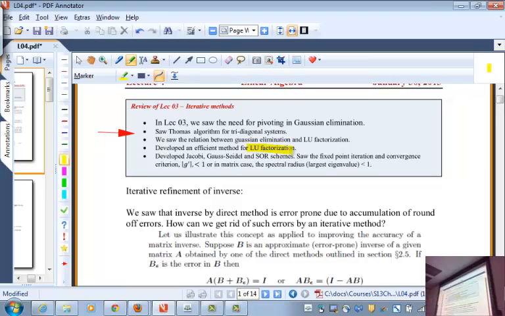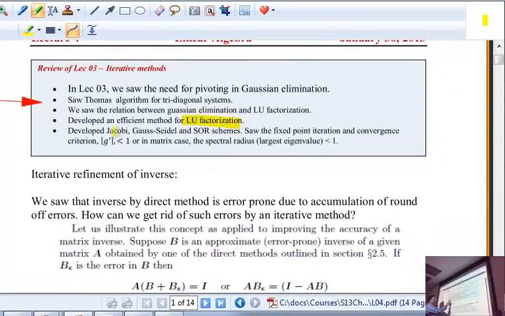And then we moved on to iterative methods. I introduced 3 variants, and we will see some more later on. One is the Jacobi iteration, and the other one is Gauss-Seidel, and then the SOR.